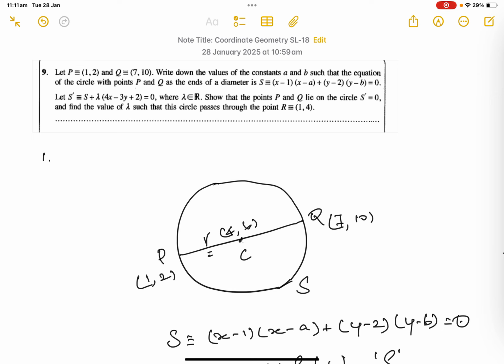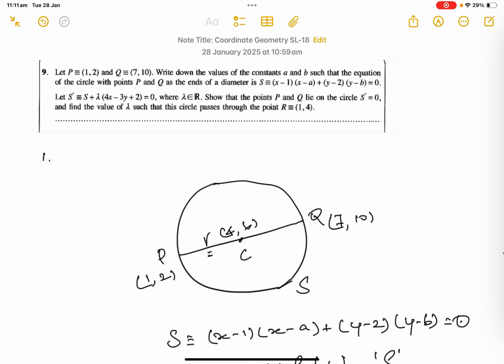A past question on coordinate geometry. Let the coordinates of P be (1, 2) and the coordinates of Q be (7, 10). Write down the values of the constants a and b such that the equation of the circle with points P and Q as the ends of a diameter is given by (x − 1)(x − a) + (y − 2)(y − b) = 0.